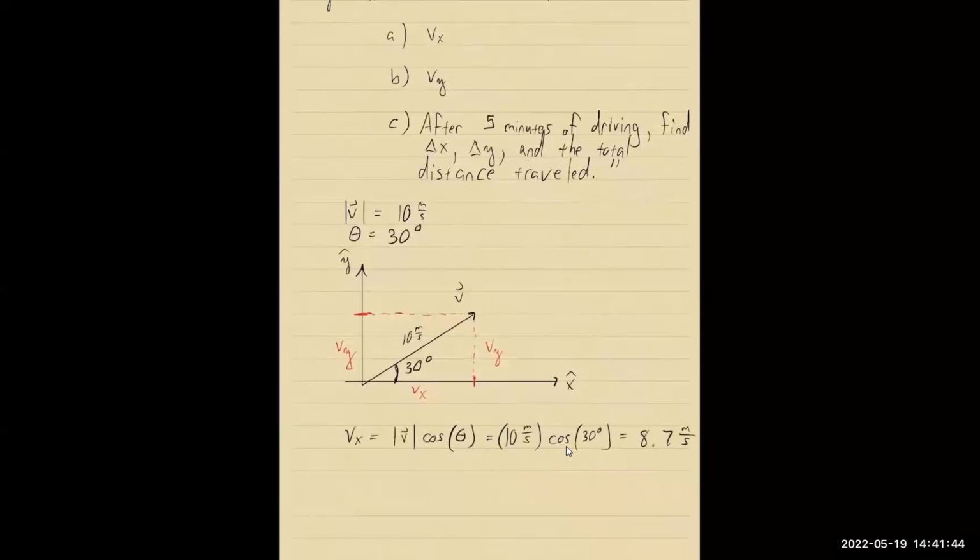Right? And we can do the same thing to figure out the y component of this velocity. So that's just equal to the magnitude of the velocity vector times sine of the angle between the velocity vector and the positive x-axis. Right, so this is the magnitude of the velocity vector, which is 10 meters per second, times sine of 30 degrees. And this gives us 5 meters per second.